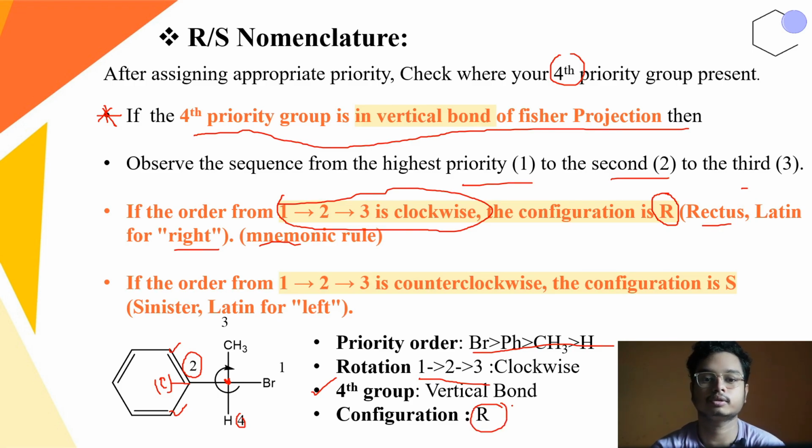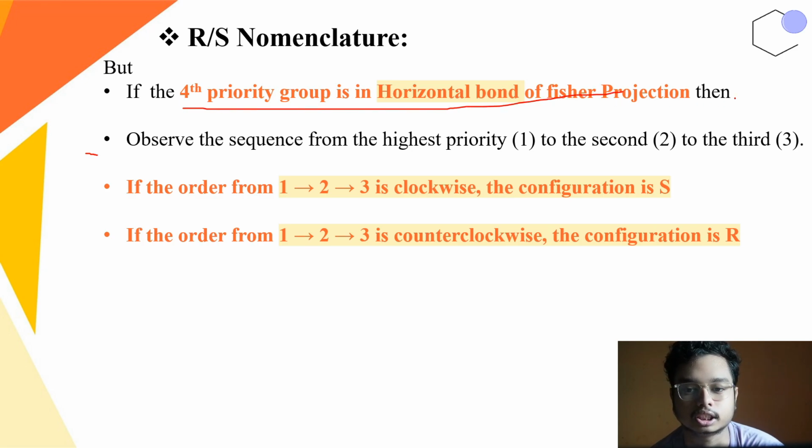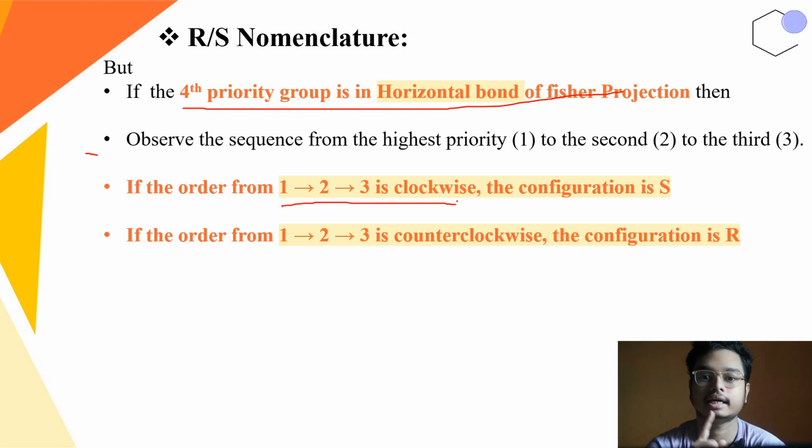Now what if the fourth priority group is present in the horizontal bond? If the fourth priority group is in the horizontal bond of a Fischer projection, then the complete mnemonic rule is reversed. When the fourth priority group is in the horizontal bond and the order 1, 2, 3 is clockwise, instead of R, the configuration is S. And if 1, 2, 3 is counterclockwise or anti-clockwise, then instead of S the configuration is R.